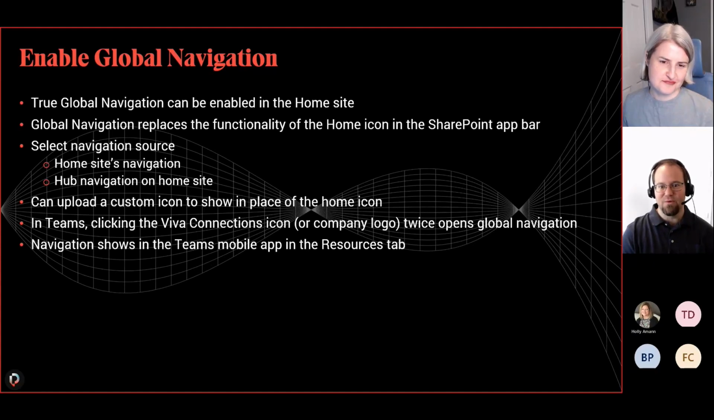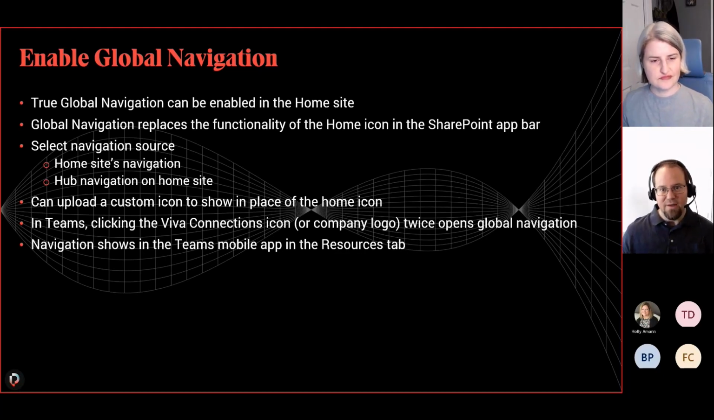Next up is the global navigation. We kind of talked a lot about this already, but this does give us the true global navigation experience, and that is enabled and controlled and configured on that site that we designated as the home site. So the global navigation places the functionality of that little home icon in the left rail of the SharePoint app bar. So instead of clicking that home icon and then being taken to that SharePoint landing page that just kind of gives us the links on the left that maybe the organization has set up, and then all the latest news posts in the main body of the page, that actually becomes a navigation flyout.